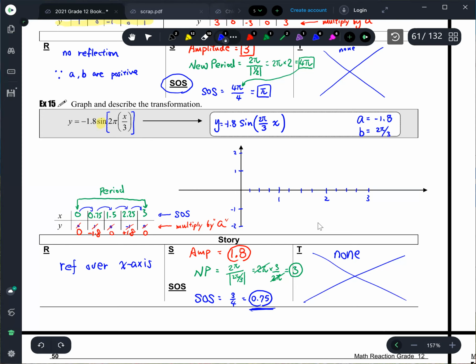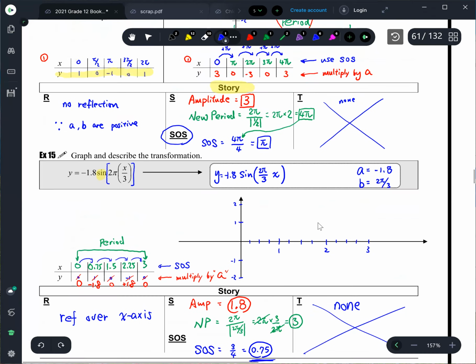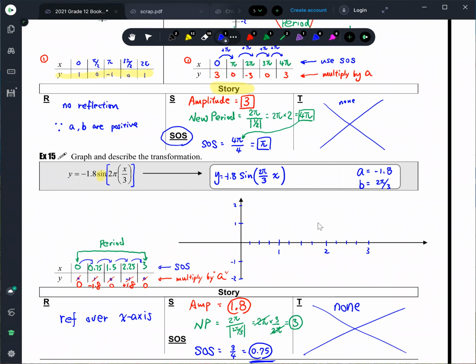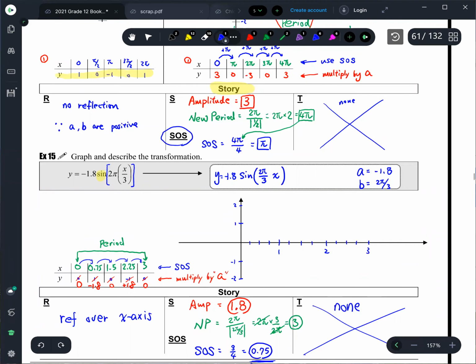It's the y value that you need to multiply with the a. So remember the y values, you need to use the original sine points. Depending on the questions, make sure you pay attention to that little detail. If it's a cosine, your y will start with 1. If it's sine, your y value starts with 0. Please raise your hand if you finish the graph.